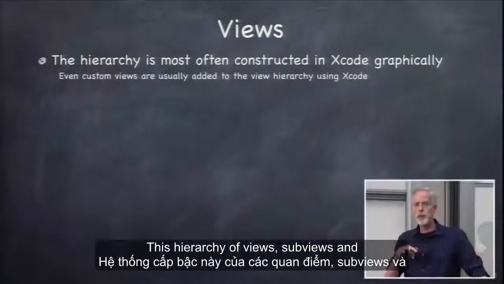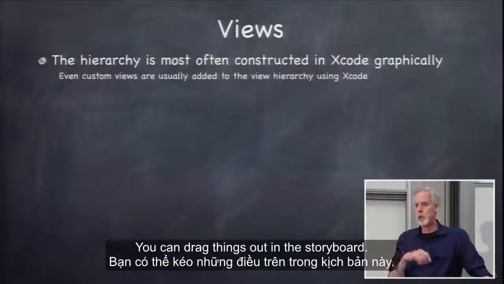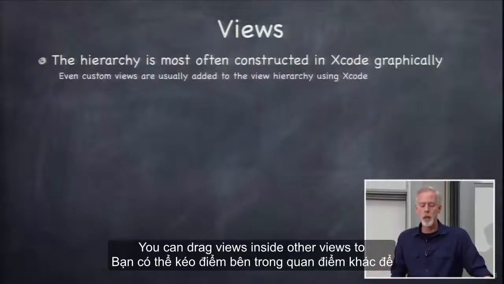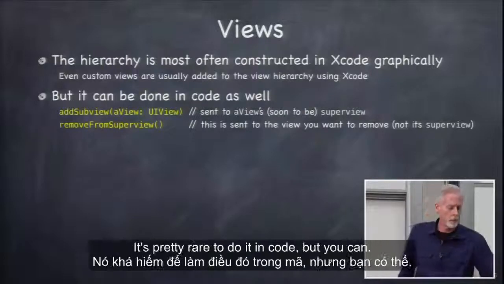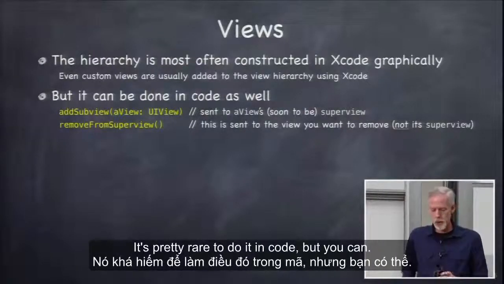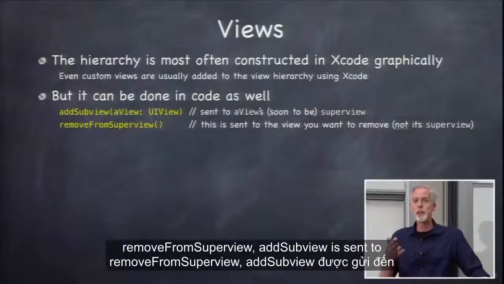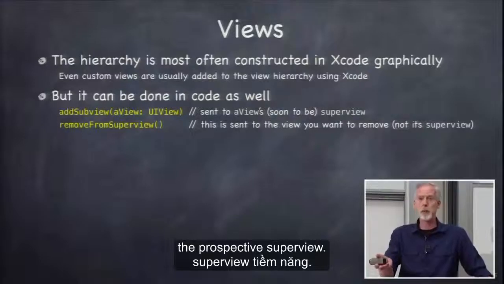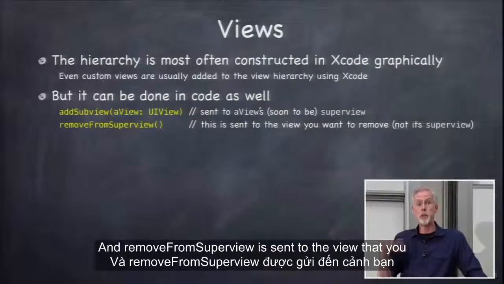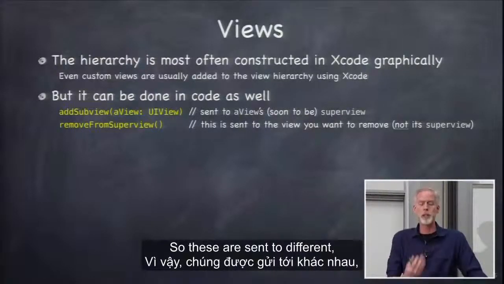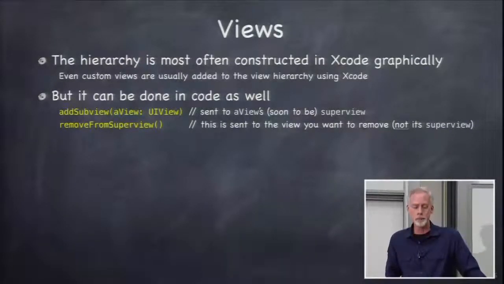This hierarchy of views, subviews and superviews, is created usually graphically. You drag things out in your storyboard, and you can drag views inside other views to create your hierarchy. But you can do it in code as well. It's pretty rare to do it in code, but you can. There's two methods here, addSubview and removeFromSuperview. addSubview is sent to the prospective superview, in other words, to the place you want to add this view into. And removeFromSuperview is sent to the view that you want to remove. So these are sent to different people, okay? removeFromSuperview means remove yourself from your superview.